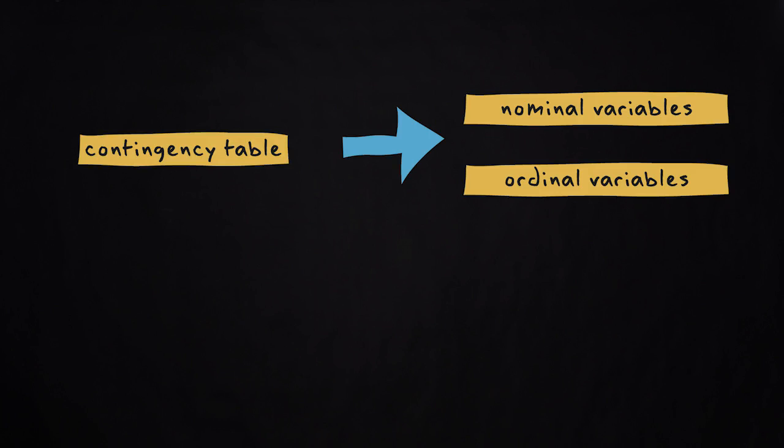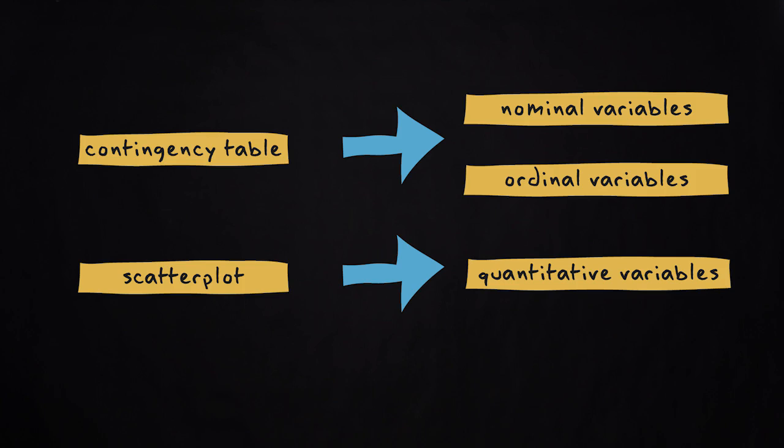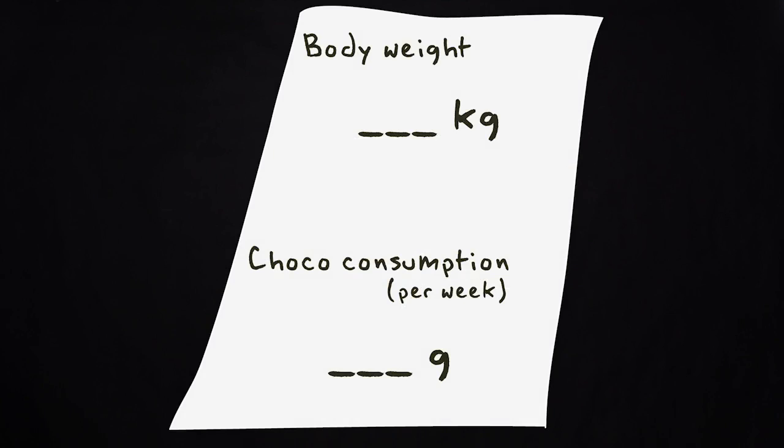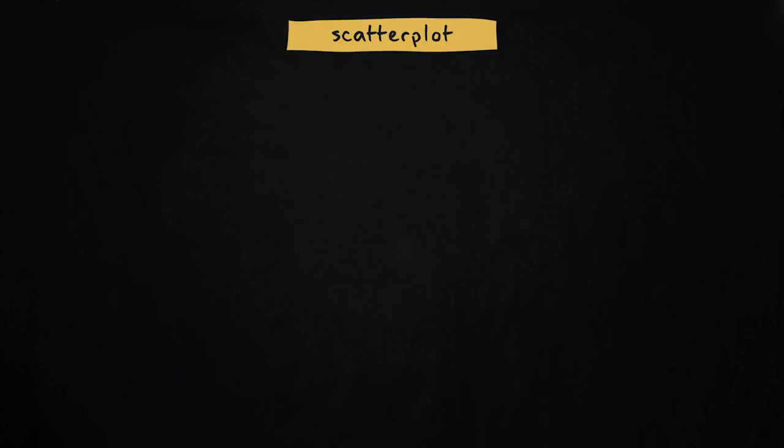A contingency table is useful for nominal and ordinal variables, but not for quantitative variables. For quantitative variables, a scatterplot is more appropriate. Suppose that instead of providing categories, I asked the 200 women to give me their exact body weight, for instance 65 or 72 kilograms. Suppose I also asked them to tell me how much chocolate they eat every week. That could be, for instance, 64 or 99 grams per week. Now I have much more precise information than before. And the best way to display the relationship between the quantitative variables chocolate consumption and weight is with a scatterplot.